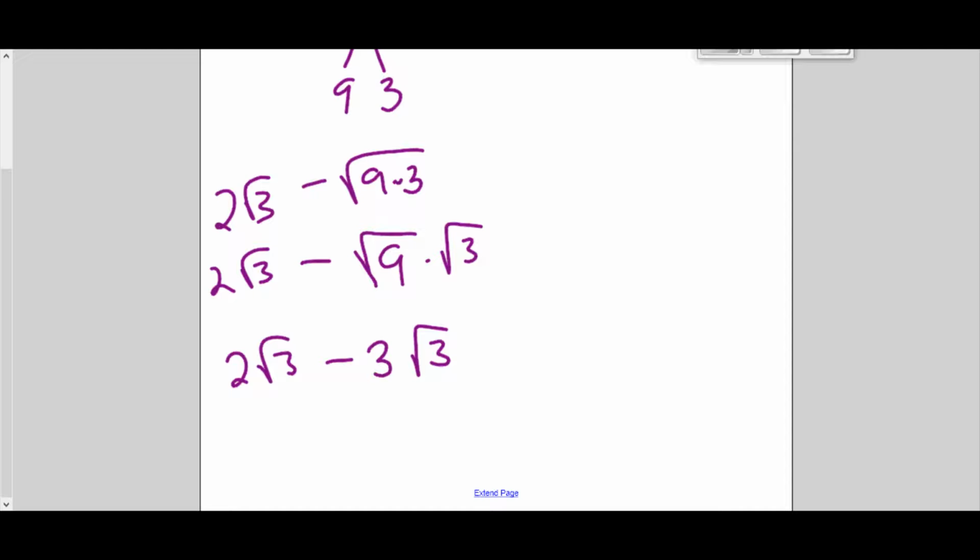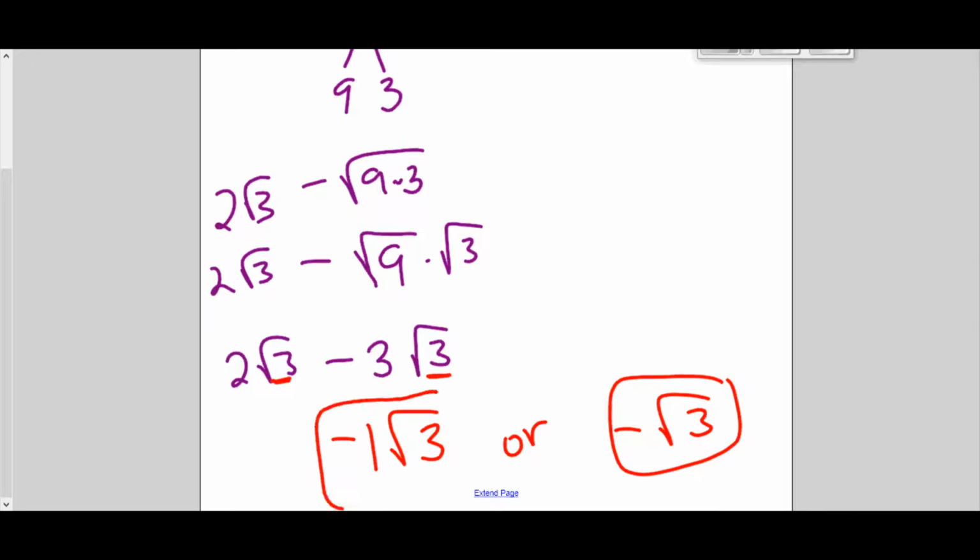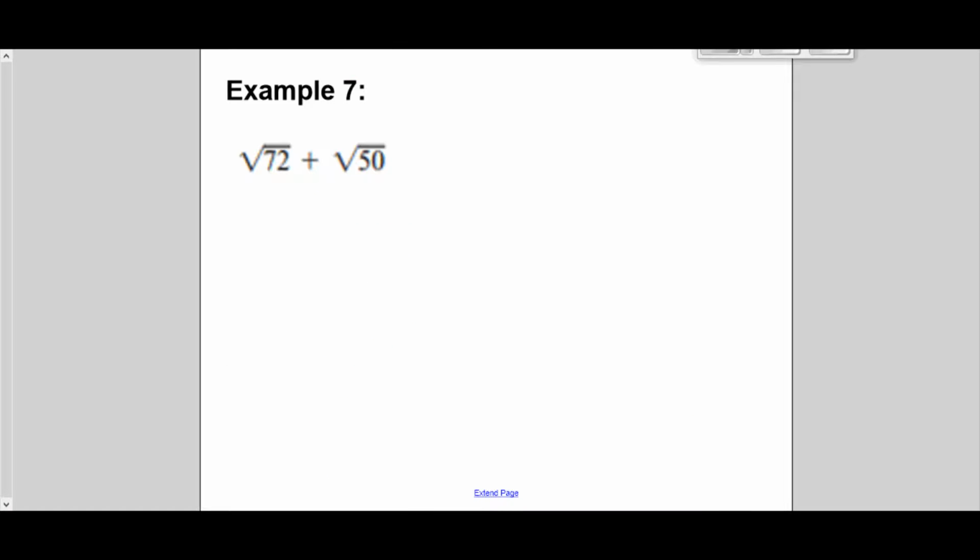So now, is what's underneath the radicals the same? Notice here I have square root of 3, and here I have square root of 3. What's underneath is the same, so I can combine my like terms. 2 minus 3 is negative 1 square root of 3, or just like before, you could do negative square root of 3. So either way is correct. And that's pretty much the extent of these.